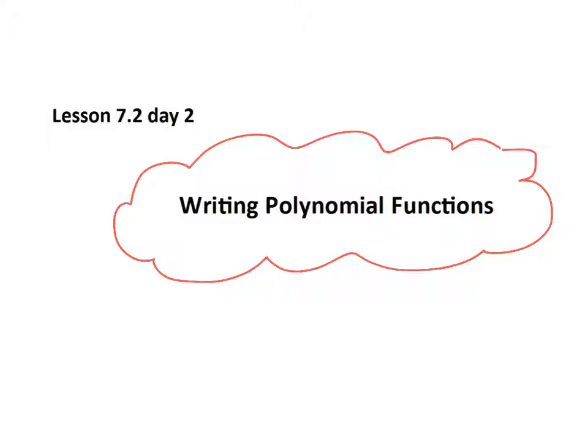So we're going to go in reverse of the previous lesson in which you were given the polynomial function or equation and you factored it to find the zeros. To write polynomial functions, we're going to go in reverse. We're going to start with those zeros and some other information and write the function from those zeros.